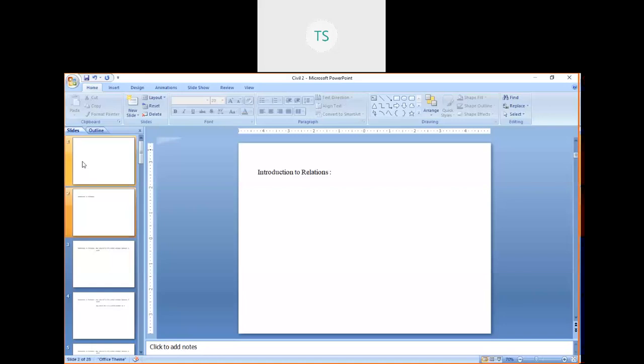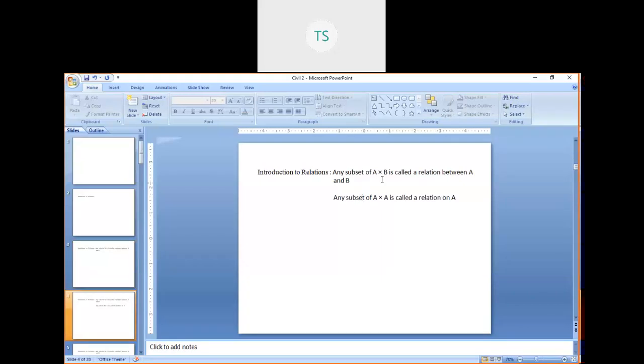Now to introduce a relation, I write the definition as: any subset of A cross B is called a relation between A and B. Here, in the definition itself, it is given that any subset of A cross B, that means the Cartesian product of the sets A and B, is called a relation between the sets A and B. The next line I have written: any subset of A cross A is called a relation on A.